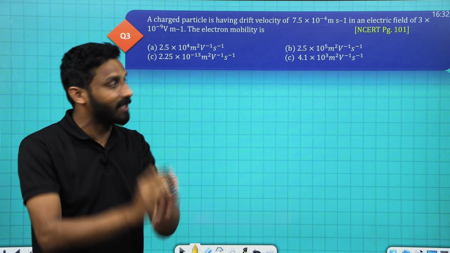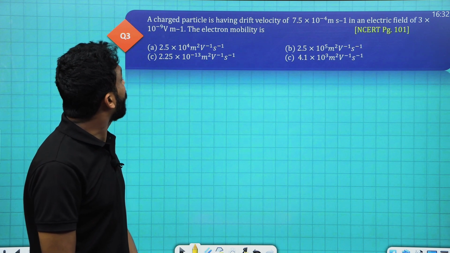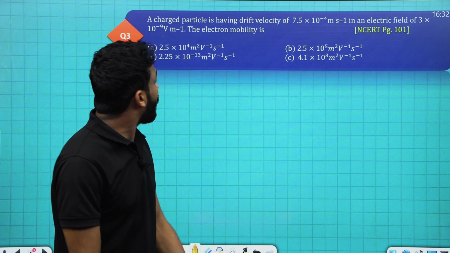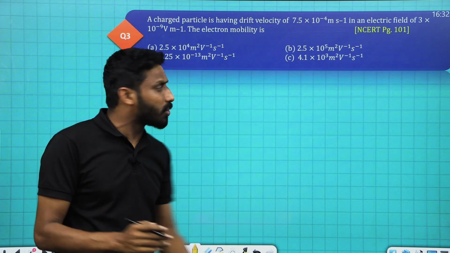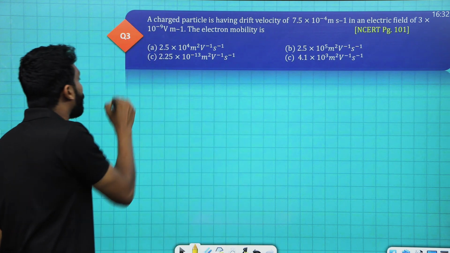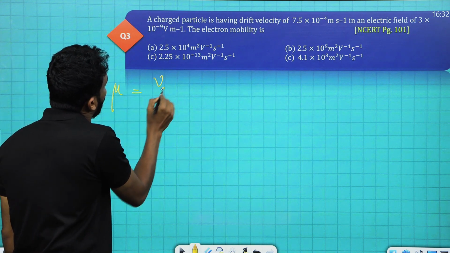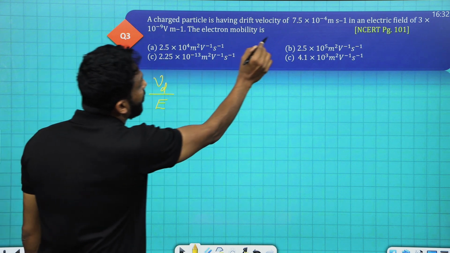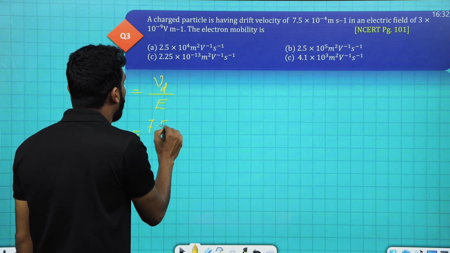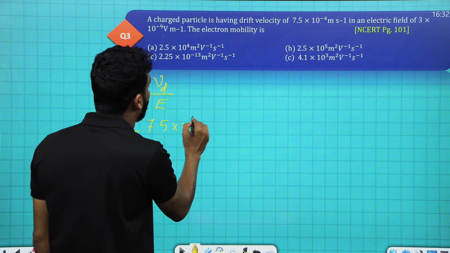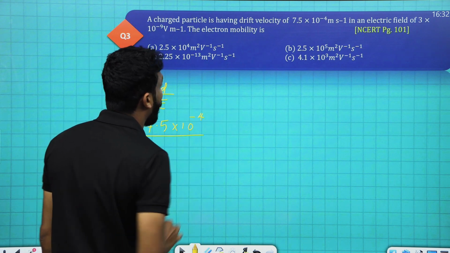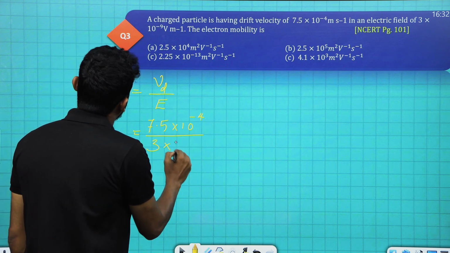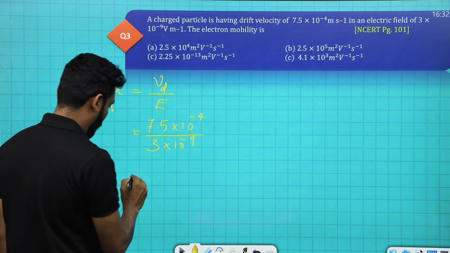4 meter per second in an electric field of 3 into 10 power minus 9 volt per meter. The electron mobility is a very direct question asking the mobility mu. The equation is Vd divided by field intensity. Direct calculation. The drift velocity given as 7.5 into 10 power minus 4 meter per second divided by the field intensity given 3 into 10 power minus 9 volt per meter.